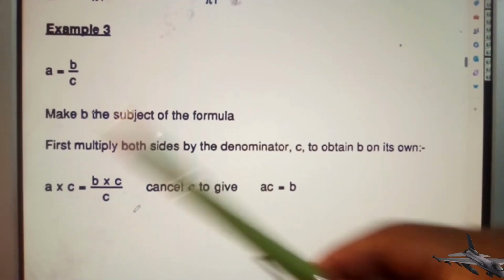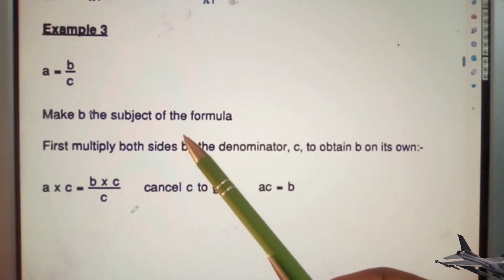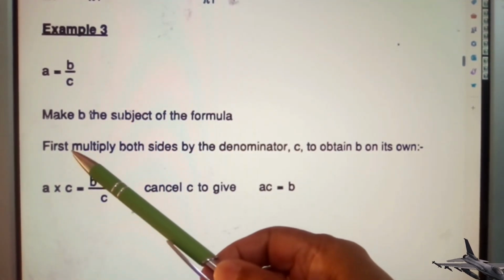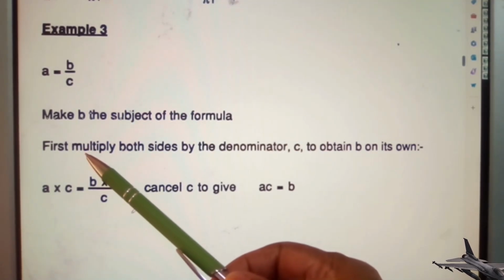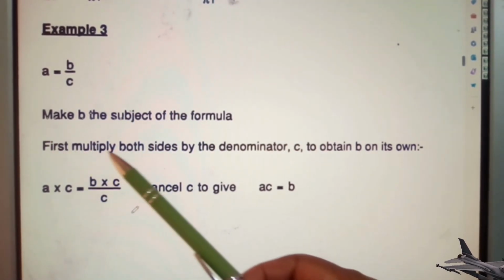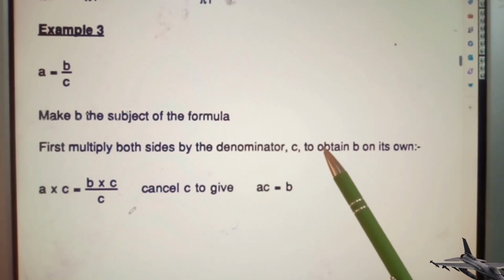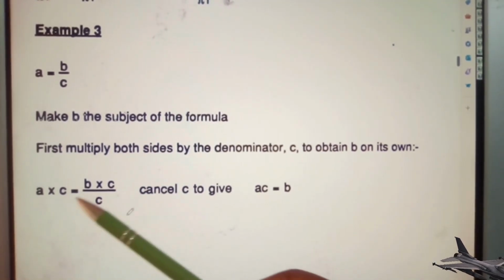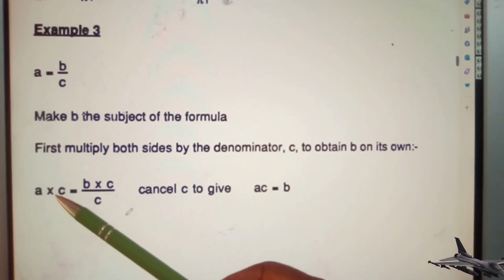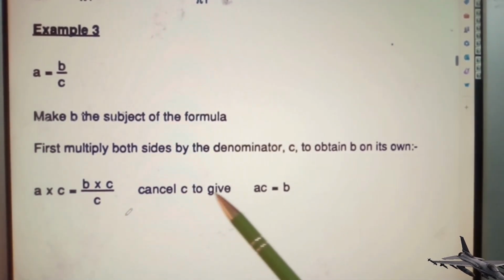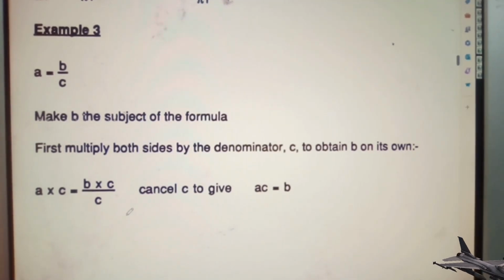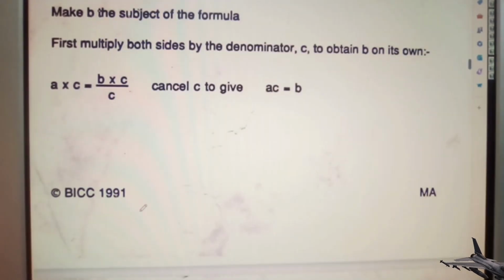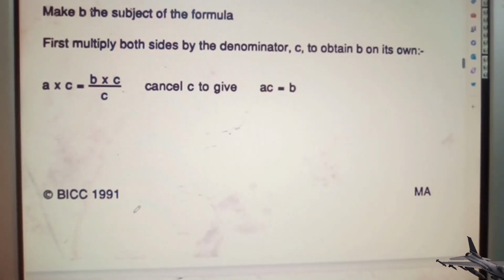Example 3. A equals b over c. Make b the subject of the formula. Again, here you will multiply both sides by c. That will cancel out, leaving on the left hand side ac equals b. Cancel c to give ac equals b.